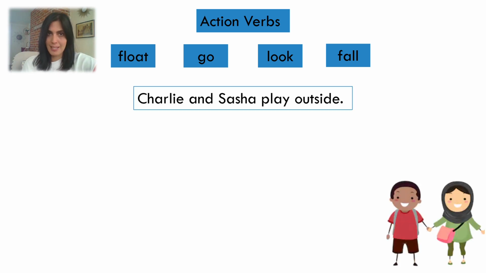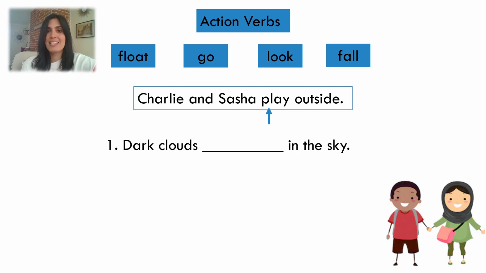Now listen to this sentence. It reads, Charlie and Sasha play outside. There's Charlie and Sasha down there. This sentence is about Charlie and Sasha, but what about them? What are they doing? Which word tells me? Go ahead and take a look at the sentence again. This word play, that tells me what they are doing. Play is an action verb. It shows an action.